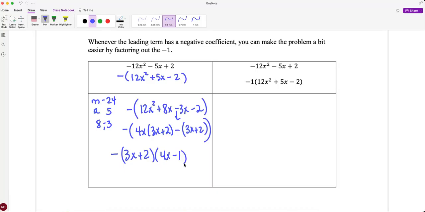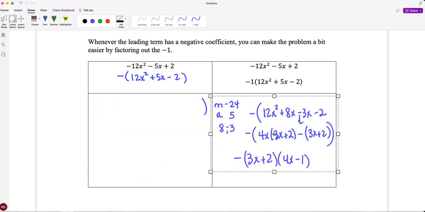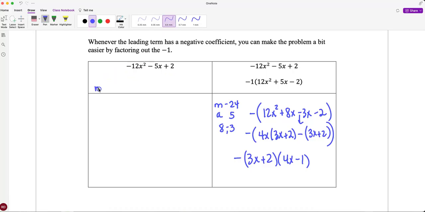Same thing here, and this is what we did, okay? So I could have done it the other way without doing that. If I do, let me just move this over. So I factored out the negative, and that's what I did right here. If I did not factor out the negative, and I just look at this problem as it is, I'm looking for numbers that multiply to negative 24 and add to negative 5, so that's an 8 and a 3, with the 8 being negative.